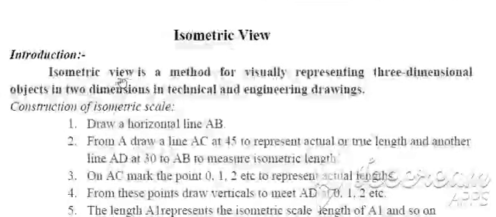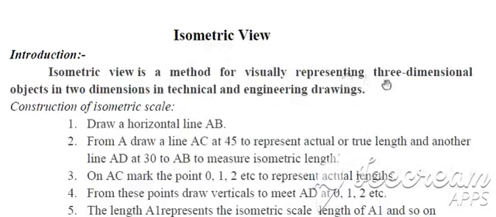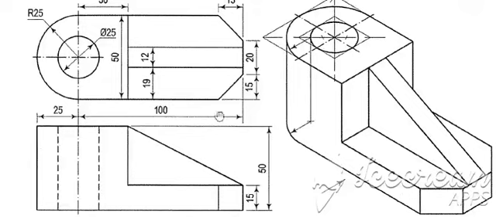With the next topic, isometric view. Isometric view or projection is a method for visually representing a three-dimensional object in two dimensions in technical and engineering drawing. For example, this is the two-dimensional view to represent a three-dimensional object on the 2D plane. That is, on the paper we can show it in this manner. This type of drawing is known as an isometric projection.